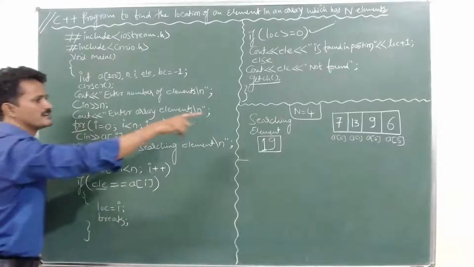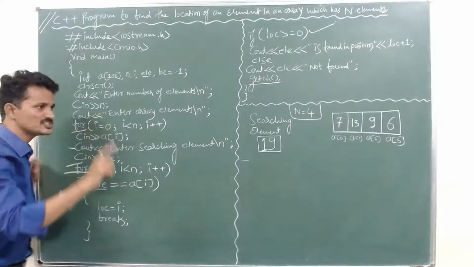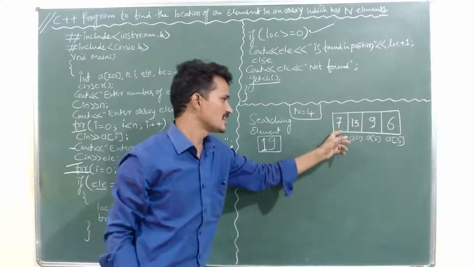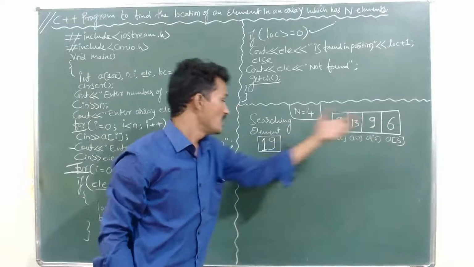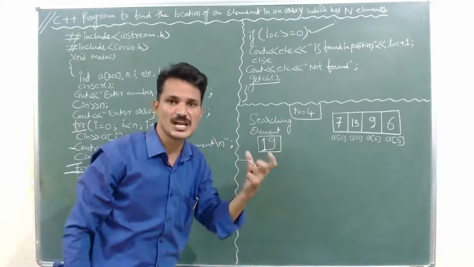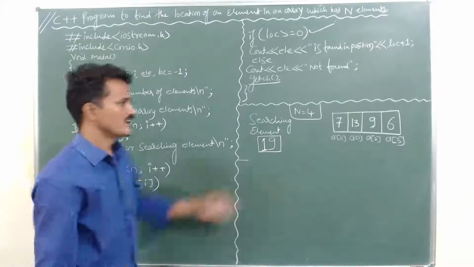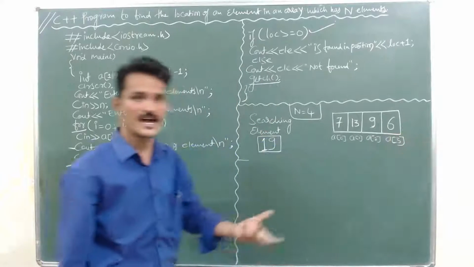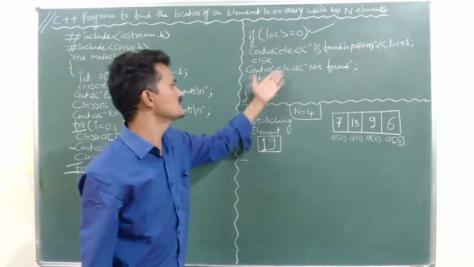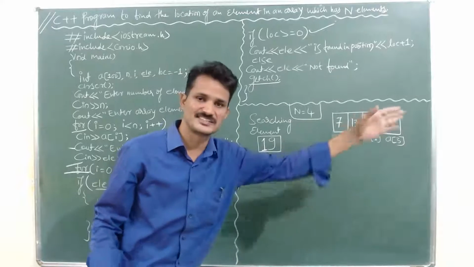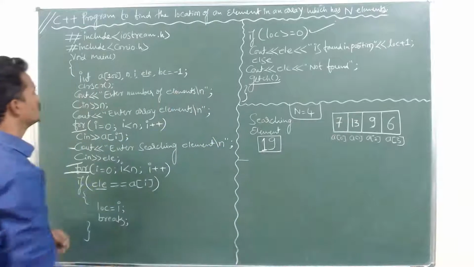So accepted n, what is the value of n? I have not changed anything. The size of the array is n equal to 4. 4 elements, 7, 13, 9, 6, and I just changed the searching element to 19. 19 is not there in the list. So what message do I have to get? I have to get the message 19 not found, because 19 is not there in your list.